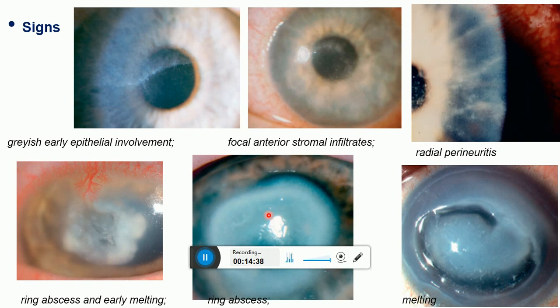Slowly progressive stromal opacities, opacification and vascularization, and there is loss. Corneal melting may occur at any stage when there is stromal disease. The melt often develops at the periphery of the infiltrate. So there is epithelial involvement, stromal opacities, perineuritis, ring abscess and melting.